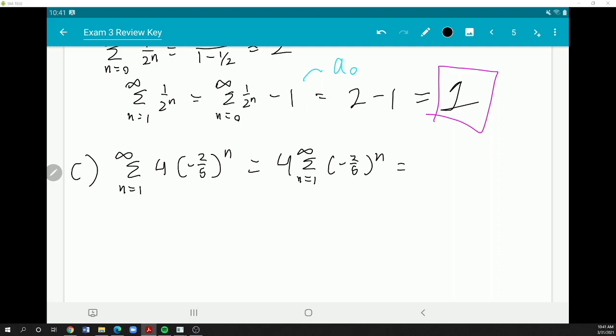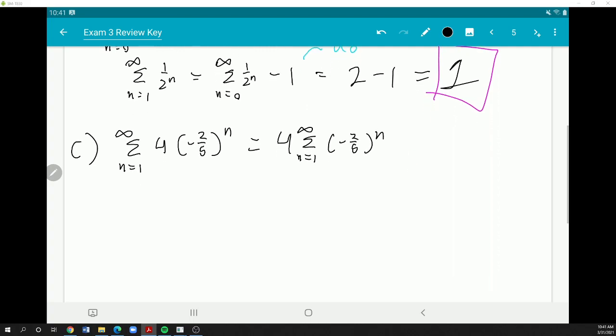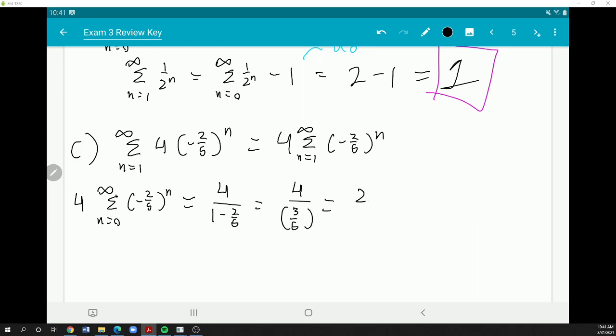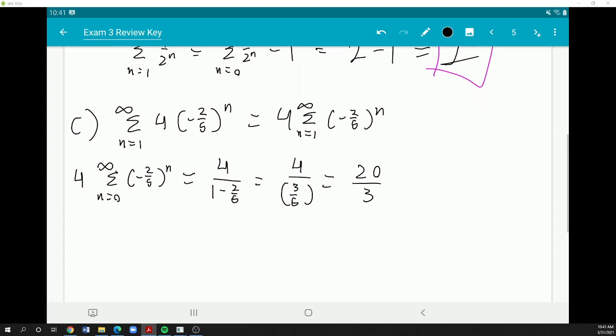equals, now we have to go back, do some scratch work. So the sum n equals 0 to infinity minus 2 over 5 to the n. That's going to be equal to, and let's put this 4 here. That's 4 over 1 minus 2 fifths is, for getting a common denominator, you would get over 3 fifths, or 20 over 3. Okay, so we have 20 over 3, but we're missing the first term.